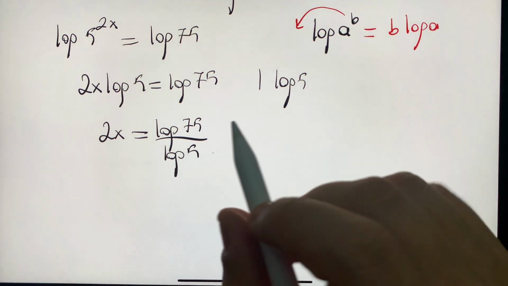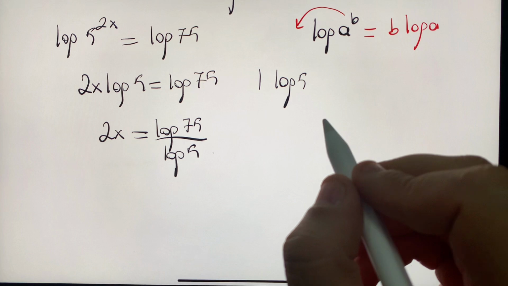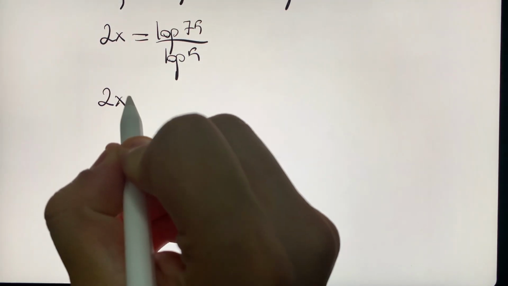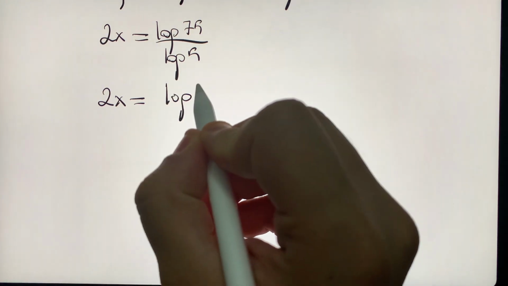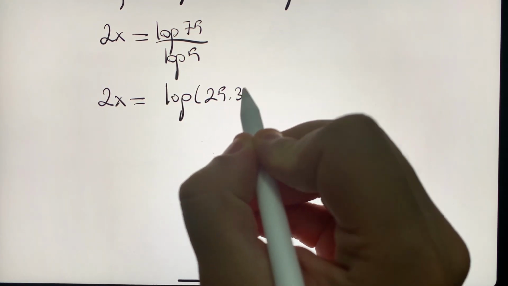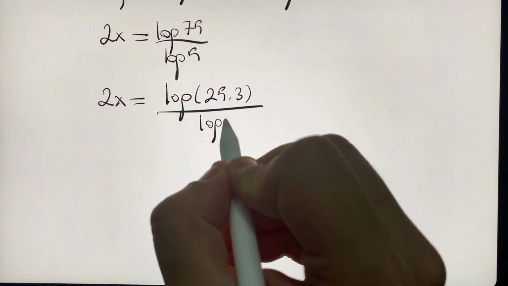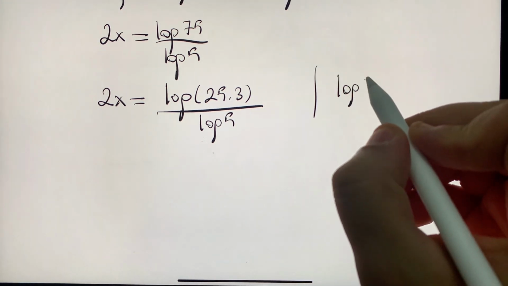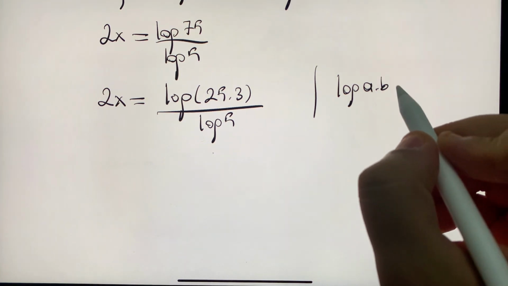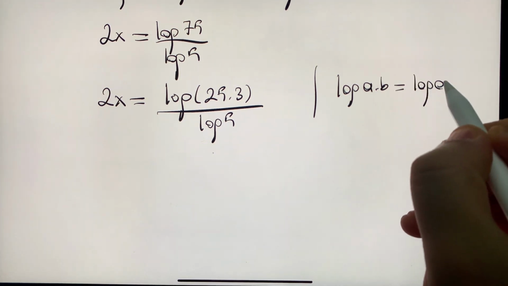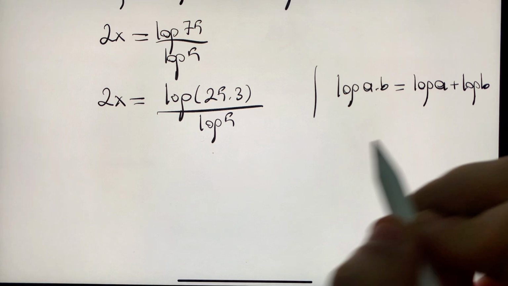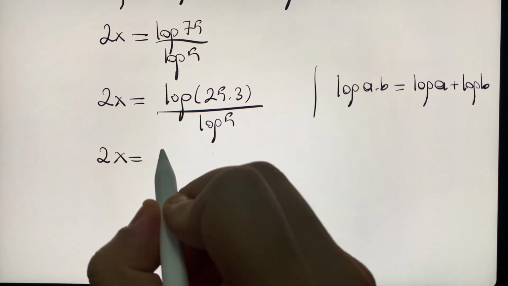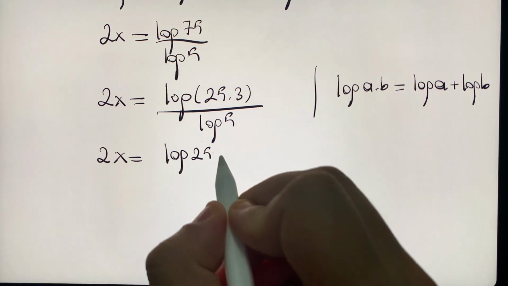How can we write this number 75 that we see here? Let's think a little. 2x is equal to logarithm of open bracket 25 times 3, divided by logarithm 5. Now let's remember the other property of logarithm immediately: logarithm of a times b can be expressed as logarithm a plus logarithm b. Let's use this property. 2x is equal to logarithm 25 plus logarithm 3.